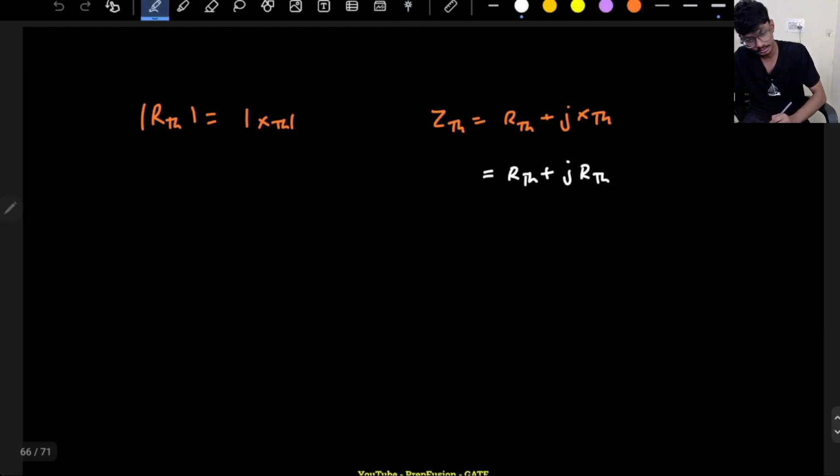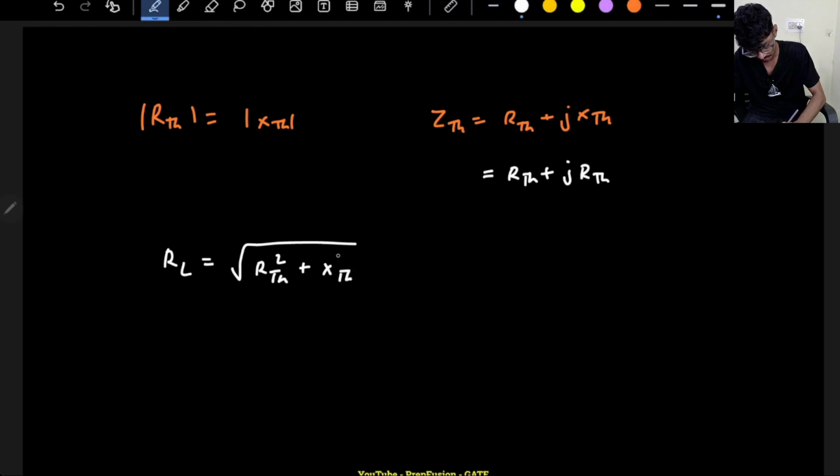Do you remember the condition where I was only varying my load resistance? What was the condition for maximum power transfer? The condition was that RL will be equal to the square root of RTH squared plus XTH squared. This was the condition basically.